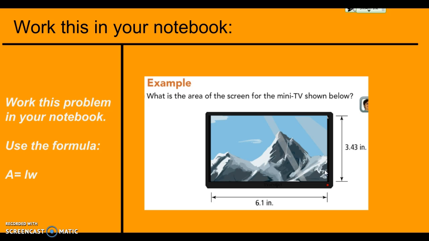All right, here is a real-life example of when you would multiply using decimals. You have the area of the TV screen here below. Your length is 6 1/10 inches, and your width is 3 43 hundredths of an inch. Remember that the formula for the area of a rectangle is area equals length times the width. Remember that multiplication is commutative, so if you accidentally get the length and the width mixed up, that's okay. Your answer is going to be the same. So in your notebook, write down area equals length times width, and then work out this problem.